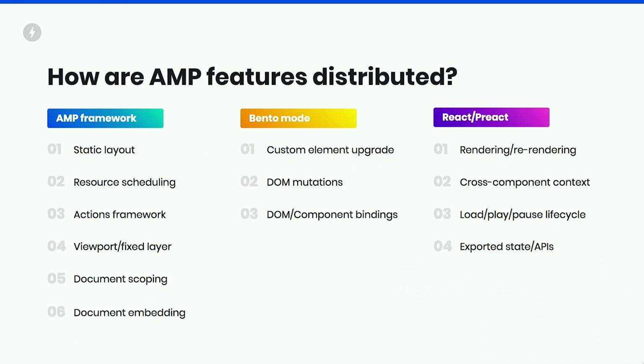How we schedule resources. And scheduling resources is all about deciding which component at any particular time wins, because we can't load a limited number of them. So again, it's a cross-document concept. Actions frameworks, viewport, document scoping, and embedding are all document level concerns, and they naturally will live in an AMP document level framework.